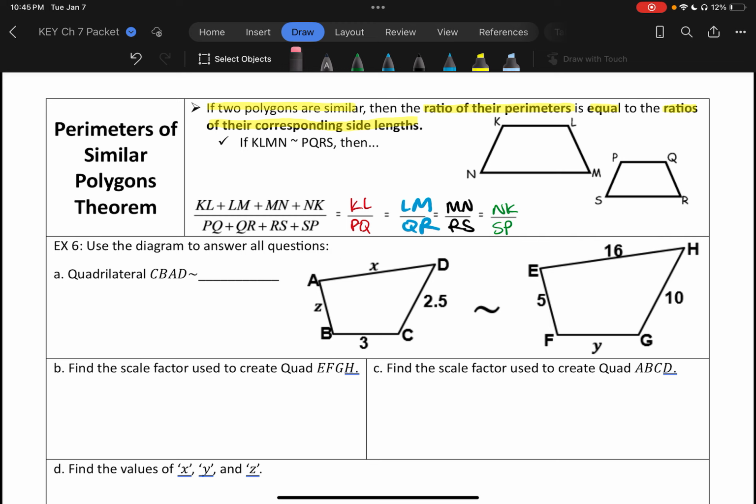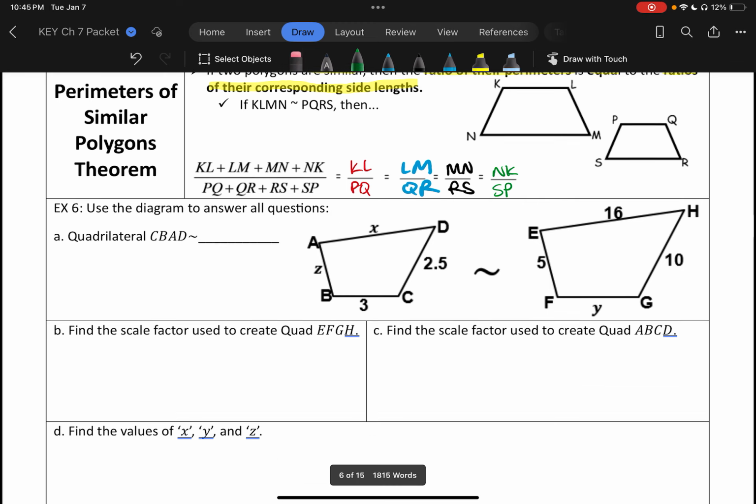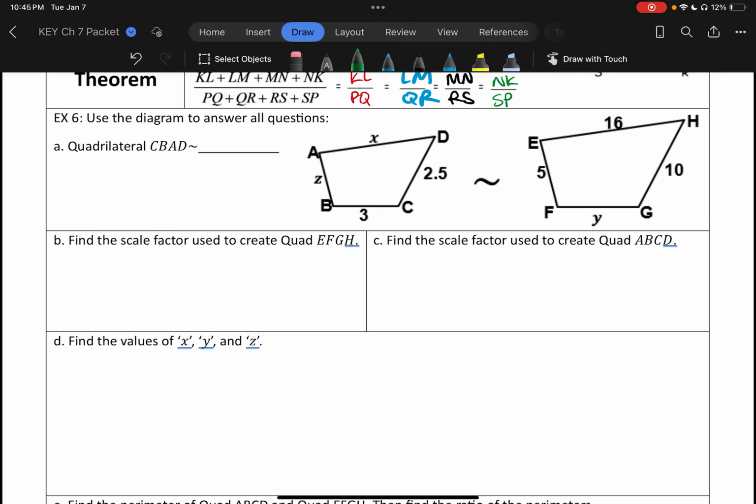As we look at example 6, it says use the diagram to answer the following questions. I'm going to speed through this because I know this video is already running extremely long. Part A says quadrilateral CBAD is similar to, well, based off of how it's drawn, we can understand what the corresponding parts are. If I went CBAD, then it would be GFEH. So it's similar to GFEH.